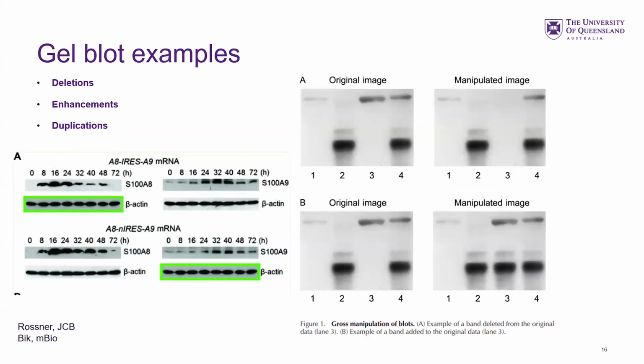We all have to do Western blots, as much as we don't like doing them. Here's some examples of things that you can't do, except the kind that needs the same control. Two different representative things. You can't enhance or delete bands. You can't duplicate bands.